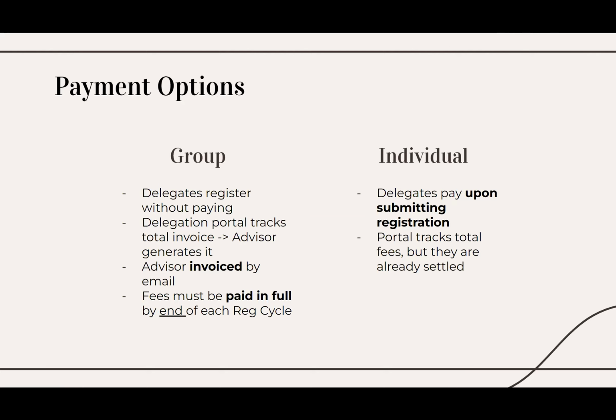Another important thing to consider when registering as a delegation is the payment option. That's a very important part of delegation registration itself. There are 2 ways to pay for KINGMUN as a delegation, either group or individual payment. The easier way is individual payment, where delegates have to pay upon submitting their registration form. All the fees will be taken care of individually by each delegate upon their registration itself.